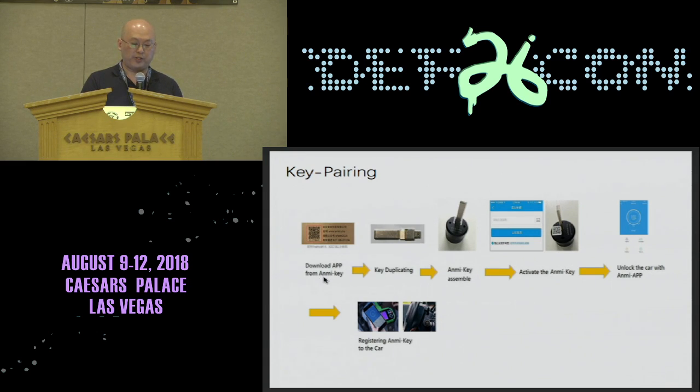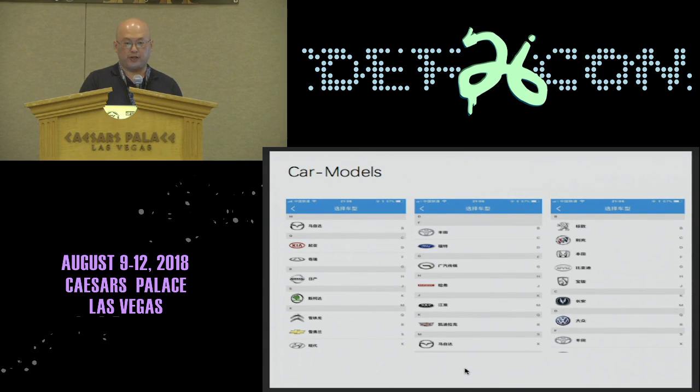So here's how you get that to work. First, we download the application from ME key, and then we do the normal process, like duplicating the keys, and then we need to scan the barcode from the ME key in order to get an activation code. Once we get the activation code, we put it in the application, and then we activate it. Once we activate it, we can lock and unlock. Just like if you lost your key, you go to a car dealer and you need to register a new key with the vehicle. We need to do the same here: we need to register our ME key to the car. Very simple. Also, as ME key claims, they support many car models. As you can see, you find Ford, Volkswagen, Toyota, Hyundai, all those cars. So it's probably pretty much everyone.